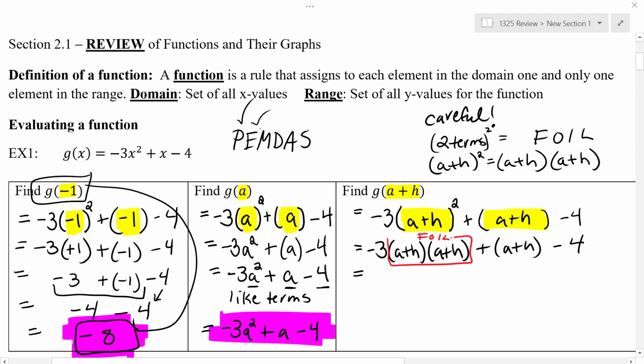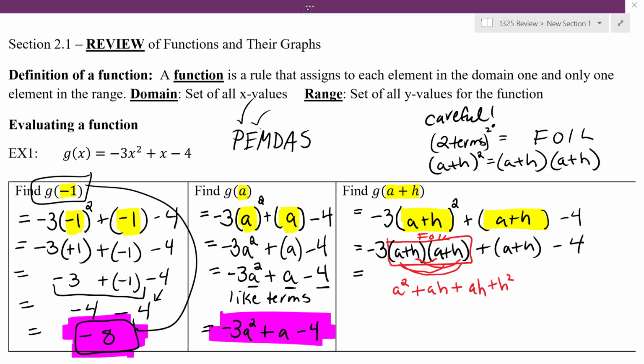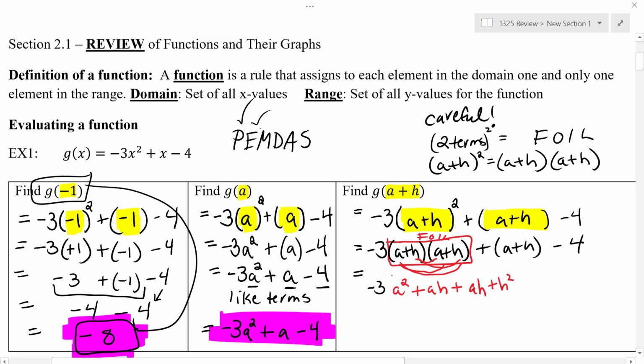So we're going to FOIL. Foiling is multiplication of two binomials. Alright, so first times the first, a times a, that gives me a squared. Outer times the outer, so that's a times h, so that's ah. Inner times the inner, that's a times h again, or h times a, doesn't matter. We'll just write it as ah. And last times the last, h times h, so that gives me h squared. Alright, so now we have FOILed, or done the multiplication for those two binomials.